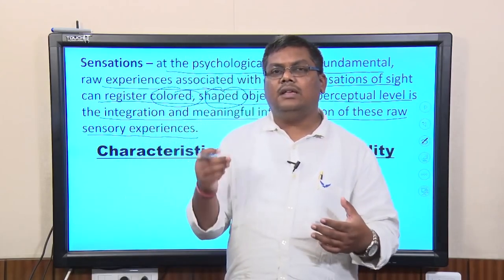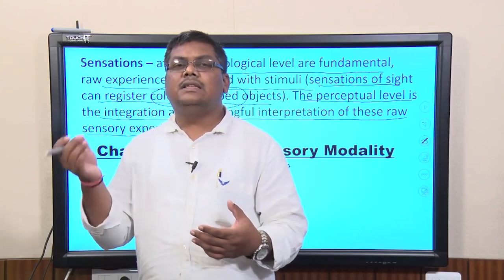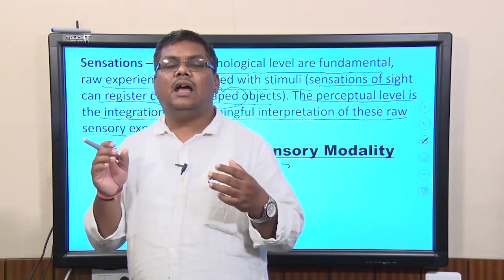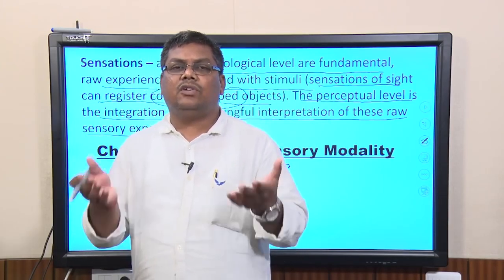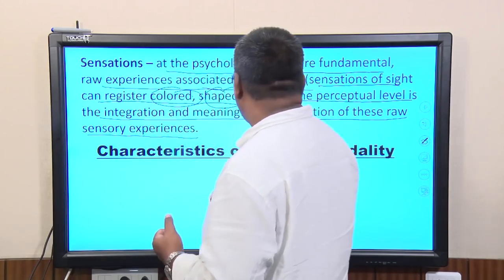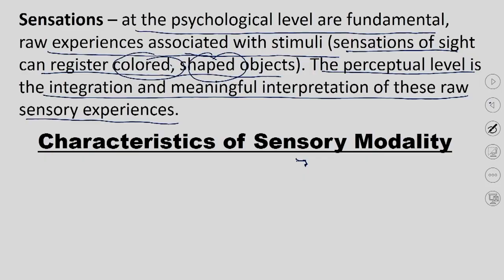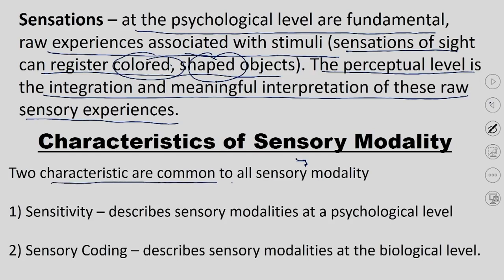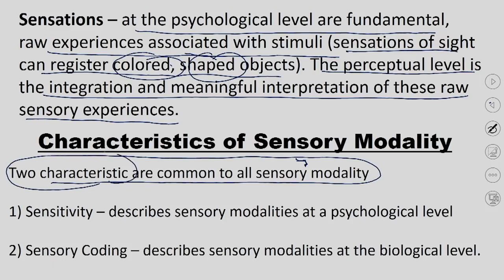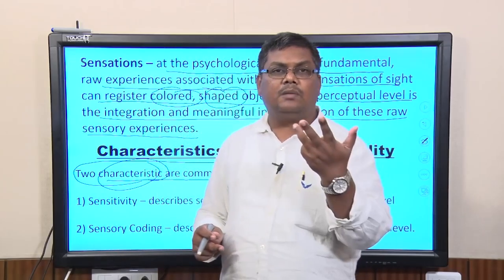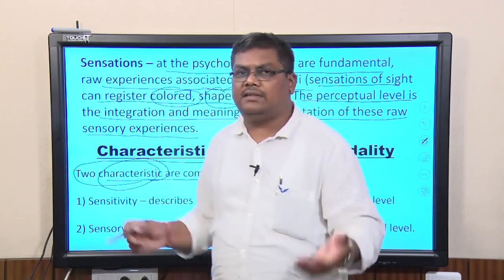Sensitivity is how easily or how correctly the sensory system can perceive or collect information from the environment. Some of the characteristics of the sensory modality are, there are two characteristics that are common to all sensory modalities. As I said, these are the two main parameters of any sensory organ, be it the ear, the eye, the skin, or any of the five senses.